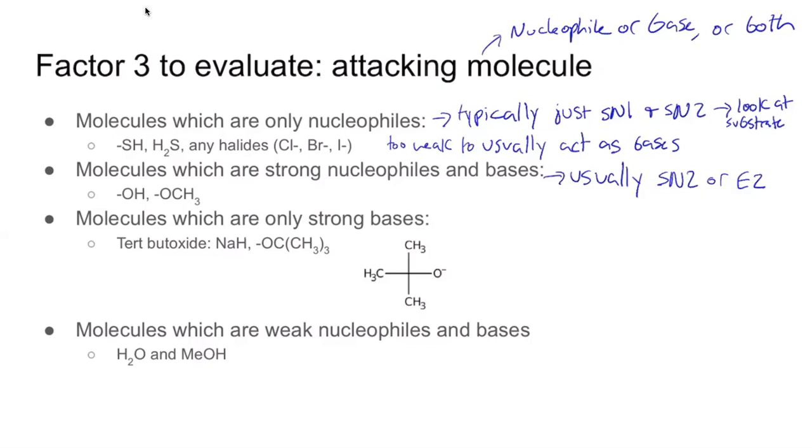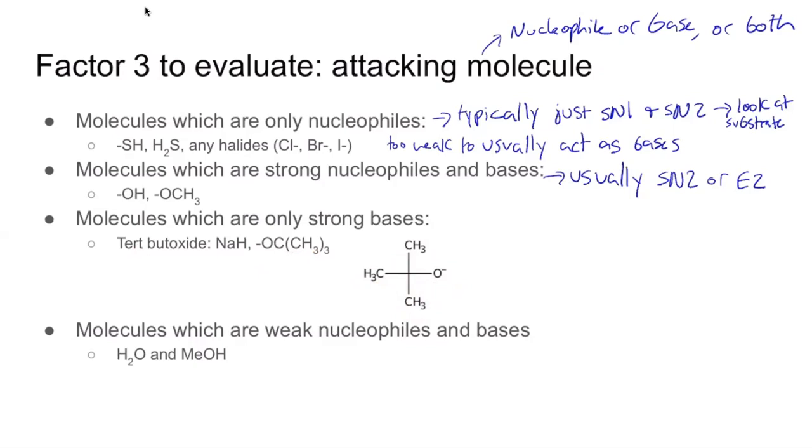Our third category of molecules is molecules that are only strong bases. So here we have tert butoxide, which I think I gave this molecule as an example last week when I talked about nucleophiles that have too much steric hindrance. So this is what tert butoxide looks like. If you haven't seen it, it's important to be able to recognize it from both the molecule and from its formula, which is right here. And it's a fantastic base. It's very often seen in E2 reactions. In fact, I think it's mostly seen in E2 reactions.